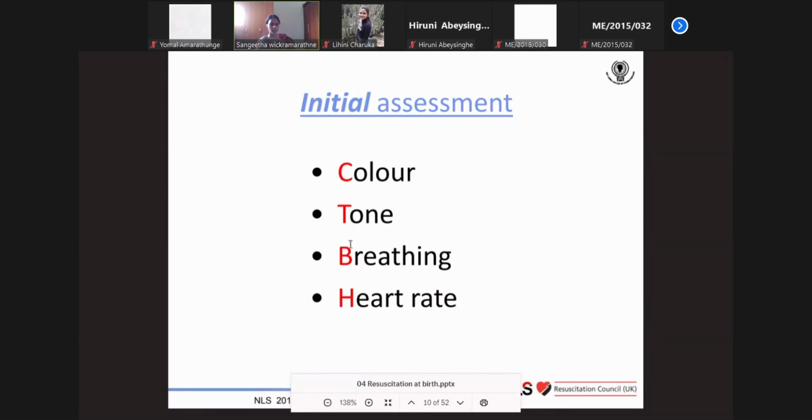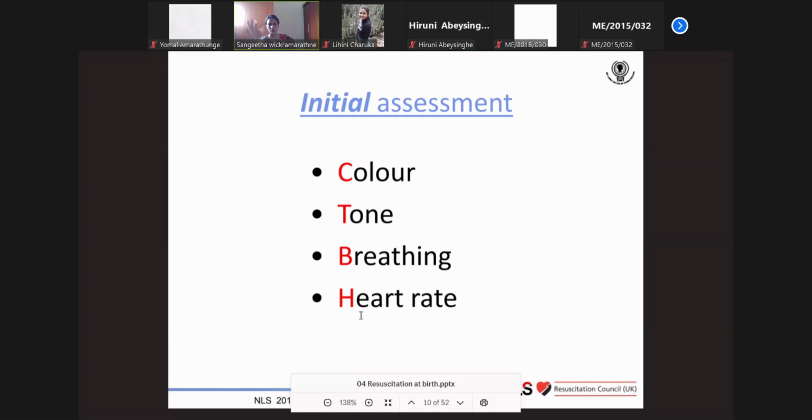And breathing means babies might be crying loudly. You know they are well established and breathing is fine. Then you don't have to do anything. But if the baby is not breathing, you might not see any chest expansion, right? Then he needs support.